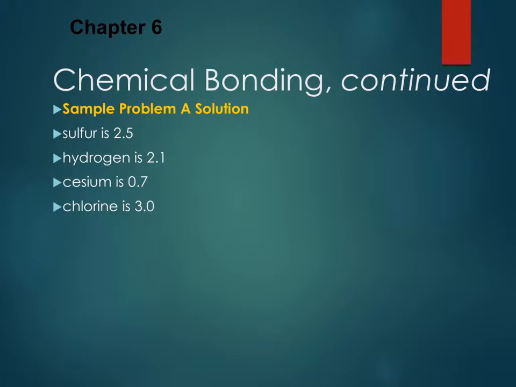So here are some sample problems to look at. If we have a bond between sulfur and hydrogen, sulfur's electronegativity is given as 2.5 and hydrogen is given as 2.1. When you subtract them, you get an electronegativity difference of 0.4, and this is going to be covalent. This is on the low end, so it's probably close to being nonpolar, but it may be slightly polar.